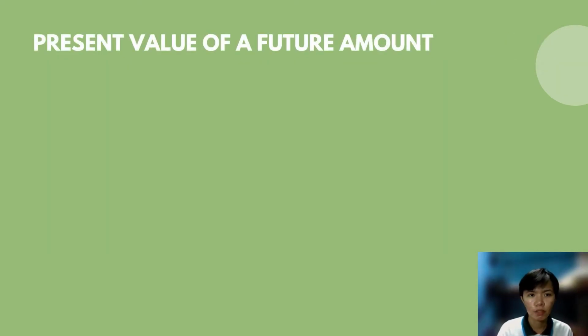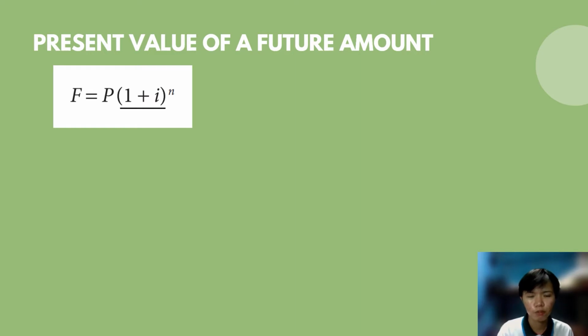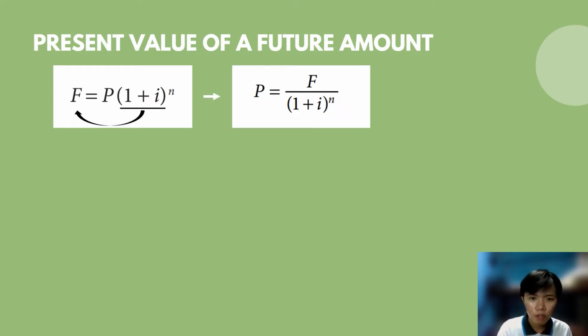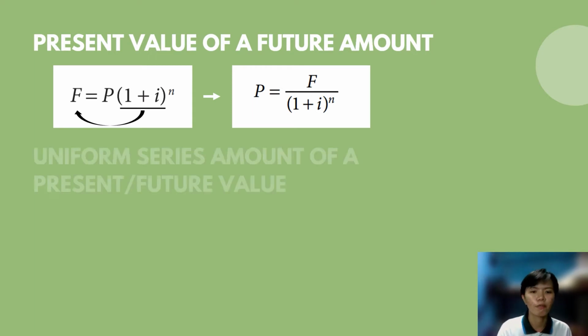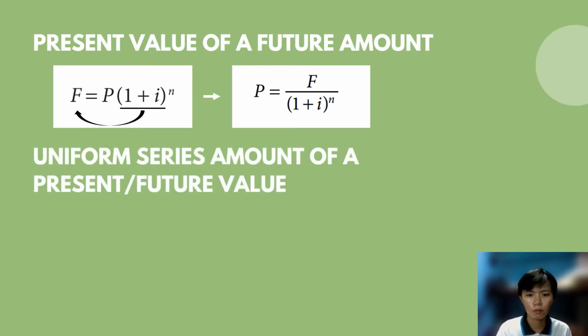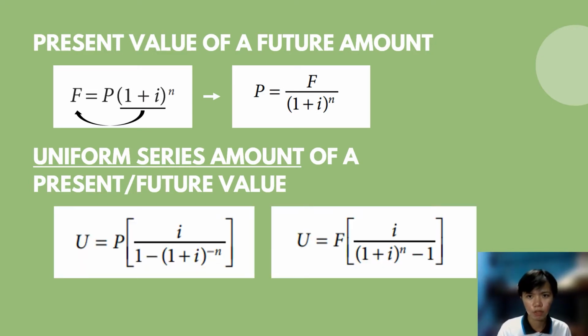Present value of a future amount. To find the present value, transpose the future value to the other side, and we get the formula for the present value of a future amount. Uniform series amount of a present or future value. Uniform series amount is the periodic income or expenditure. To determine the uniform series amount of your present or future value, these formulas are used. This one is for determining the present value, and the other one is for determining the future value.